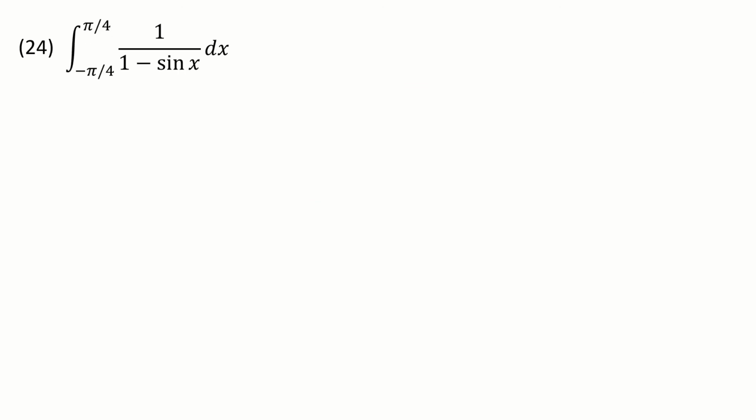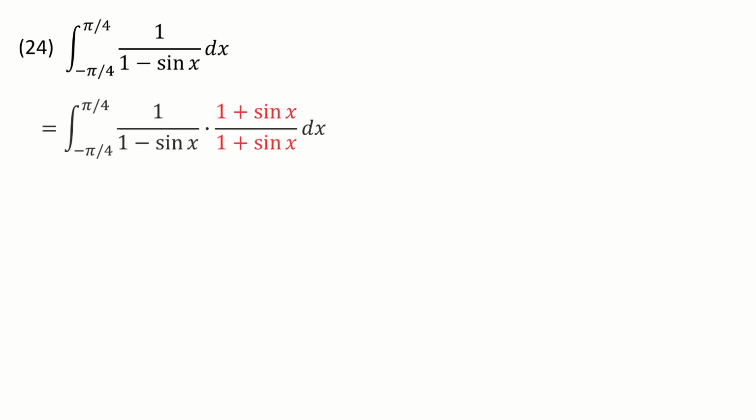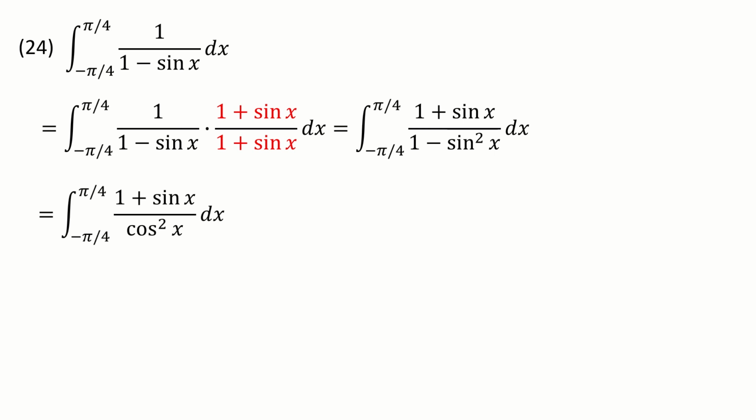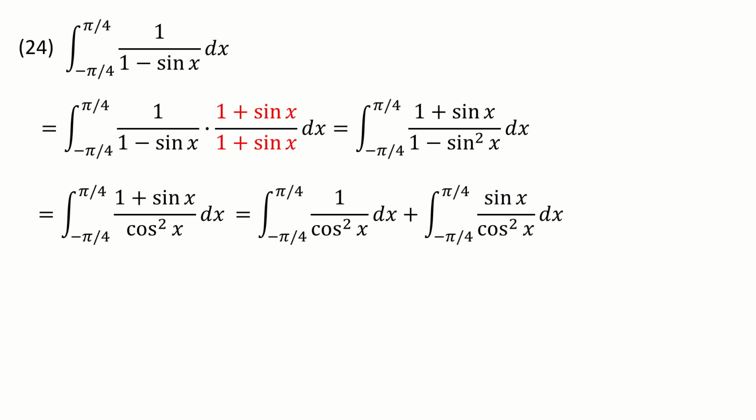Now, let's look at problem 24. So here we need to solve a definite integral. But the integrand is not easy to deal with because we have sin x in the denominator here. So we play a trick here by multiplying by 1 plus sin x and then dividing by 1 plus sin x. In this way, the denominator can be rewritten into 1 minus sine square. So we got here, the denominator 1 minus sine square equals cosine square. And then we split it into two integrals.